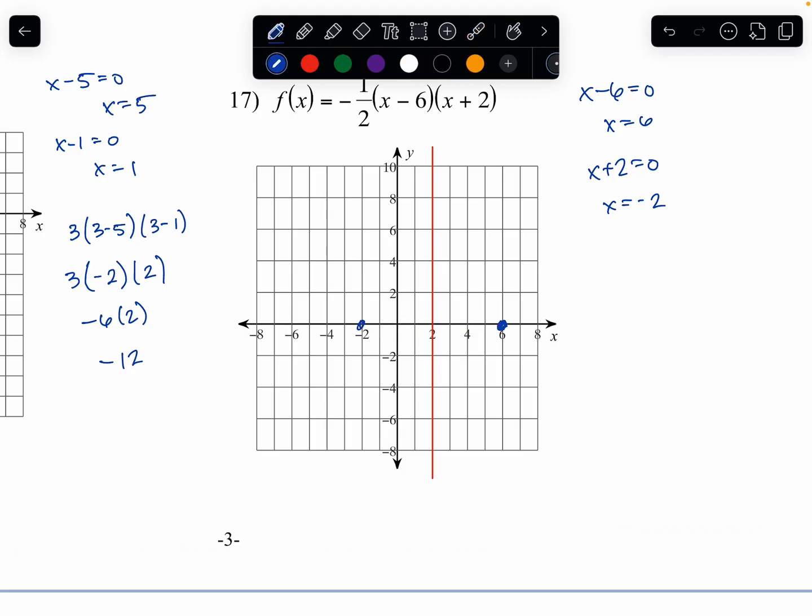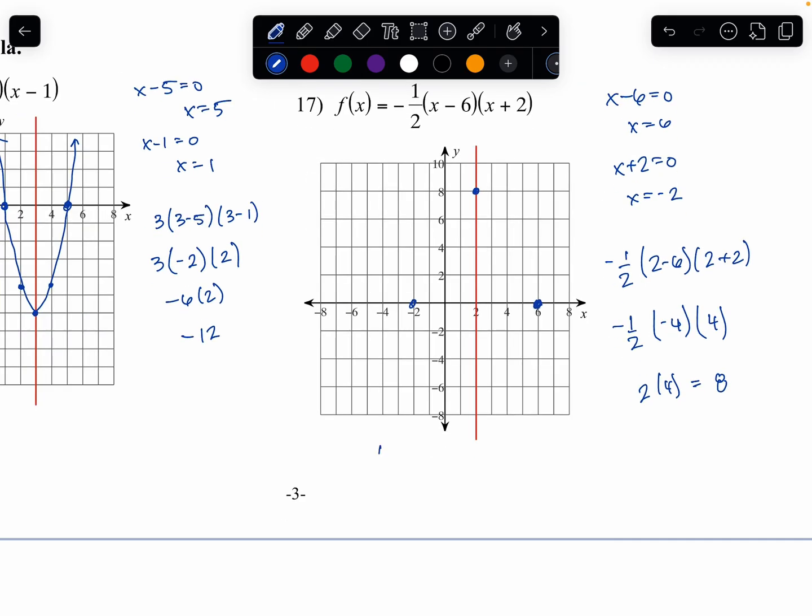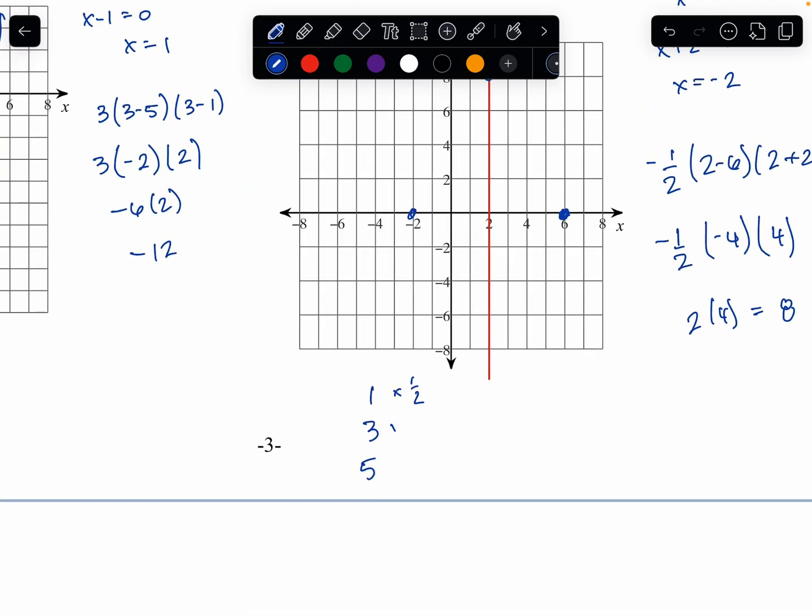And then we're going to plug in 2 into the equation. So we got 1/2, 2 minus 6, 2 plus 2. So we have negative 1/2. We're going to have negative 4. And then we're going to have 4. Negative 1/2 times negative 4. That's going to result in 2 times 4. So that's going to be equal to 8. So we're going to have it up here. Let's use the 1, 3, 5 rule, and times by 1/2, times by 1/2, times by 1/2. So that's going to be equal to 1/2, 3 halves, and this is going to be equal to 5 halves.